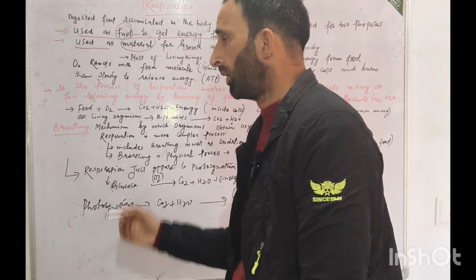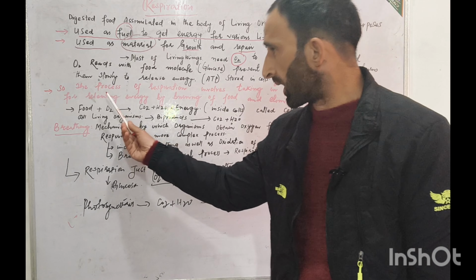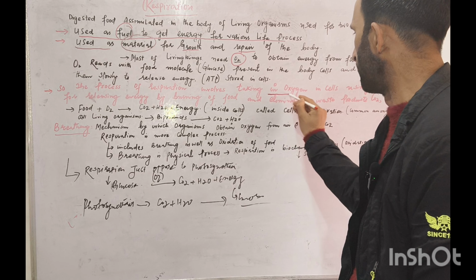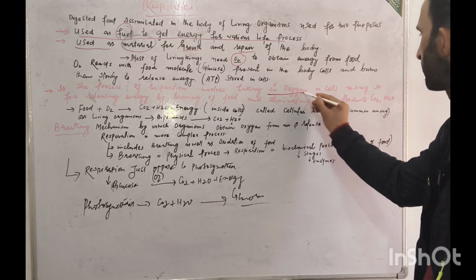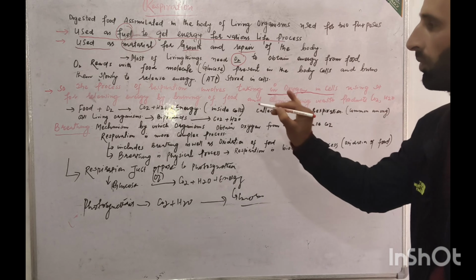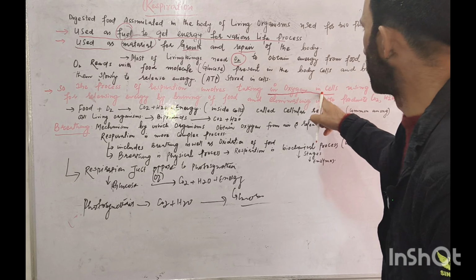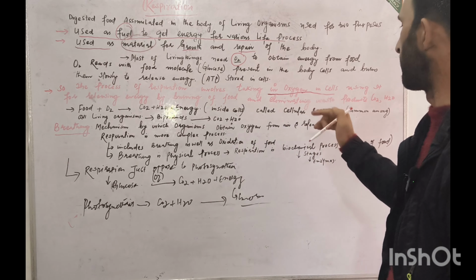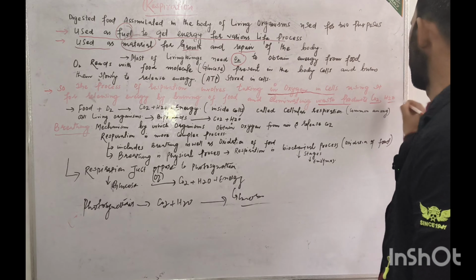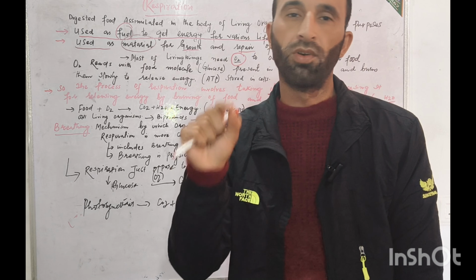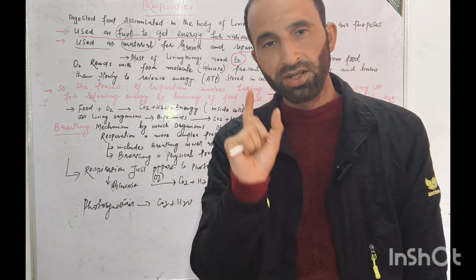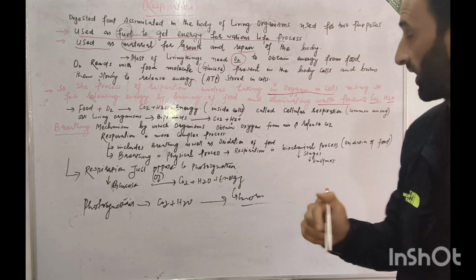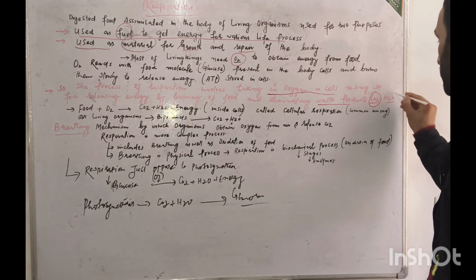We simply say this is respiration. The process of respiration involves taking in oxygen in the cells and using it for releasing energy by burning of food, and eliminating waste products, here carbon dioxide and water. When we take oxygen, oxidation of food takes place inside the cell, and energy is released in the form of ATP. Not only energy is released, but the waste products are also released. This is the main point: carbon dioxide and water.